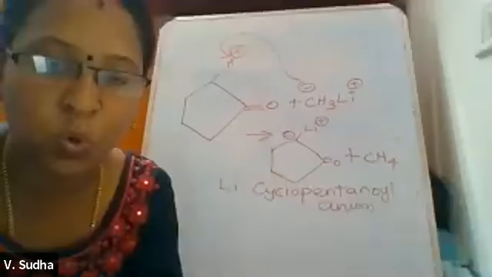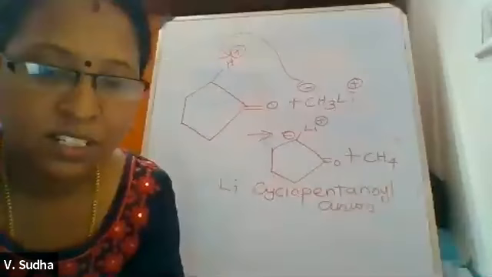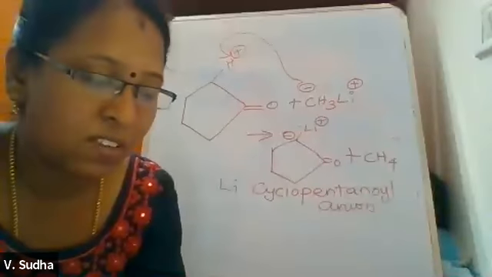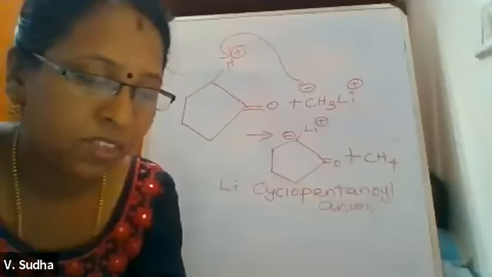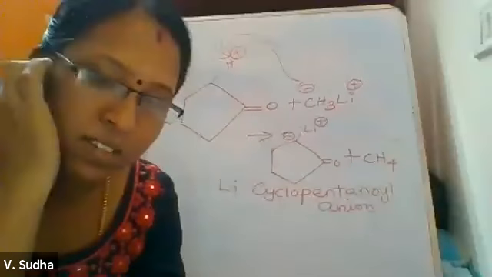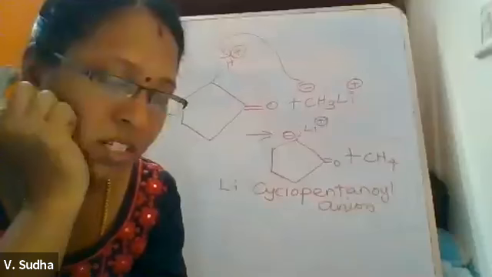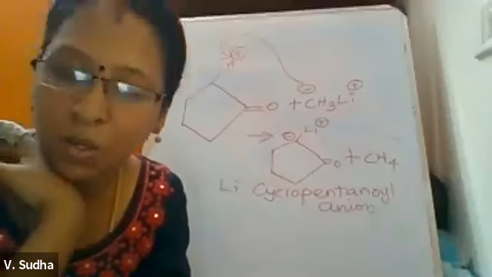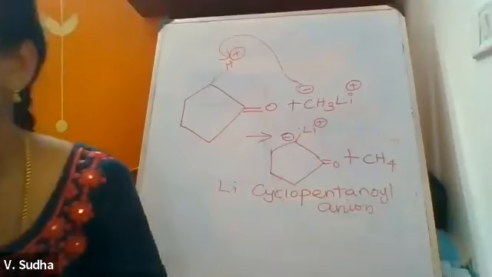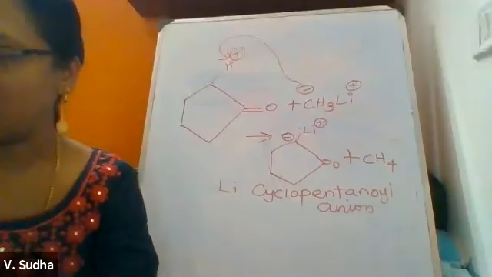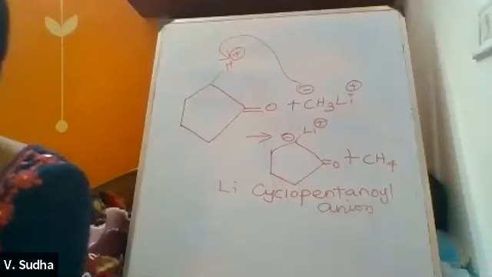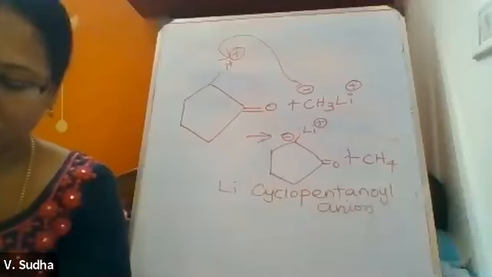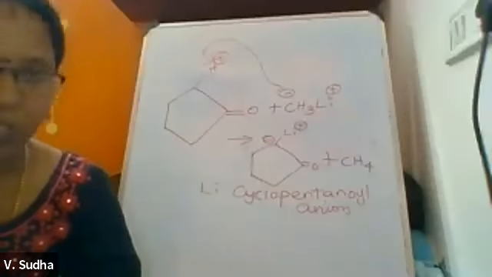CH3CHO and C6H5CH2CHO can be distinguished chemically by: option A, Benedict test; option B, iodoform test.